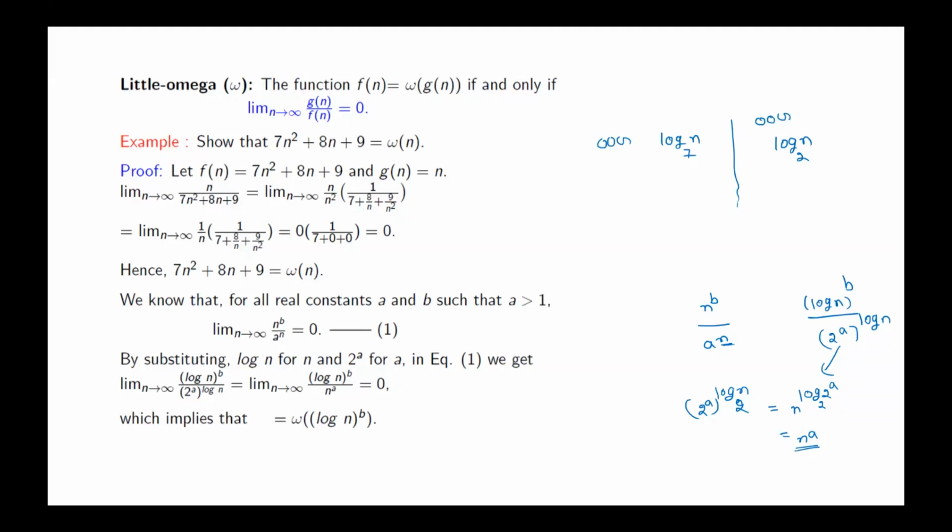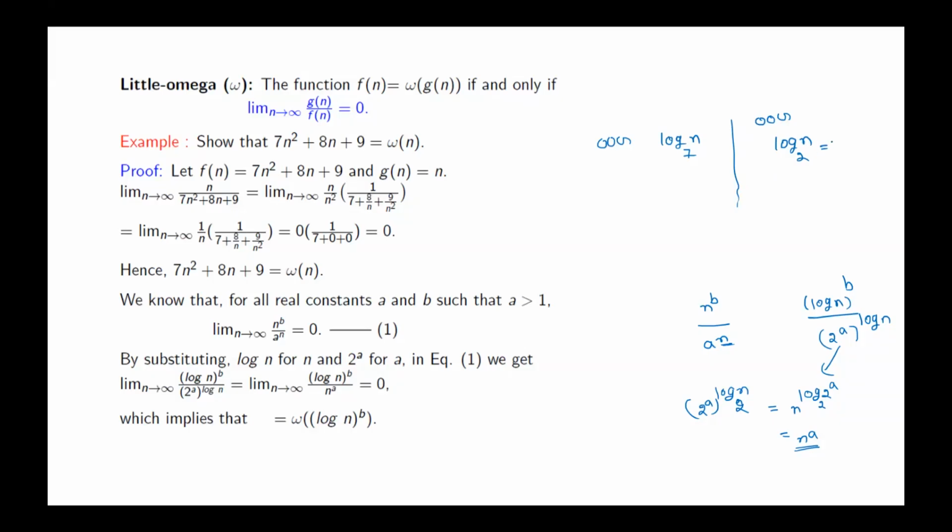Similarly, it's log 7 base 2. It's a constant, so the order of growth will remain log n on both sides. All of you agree with the sir's answer? No, what sir is saying? The base value is different here.